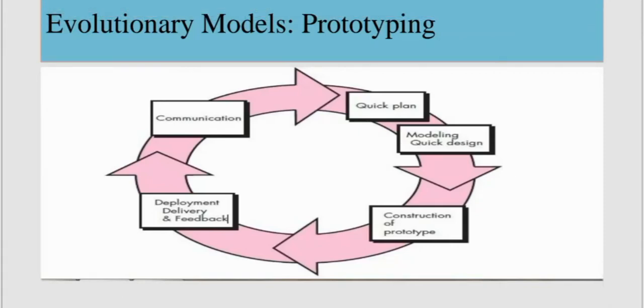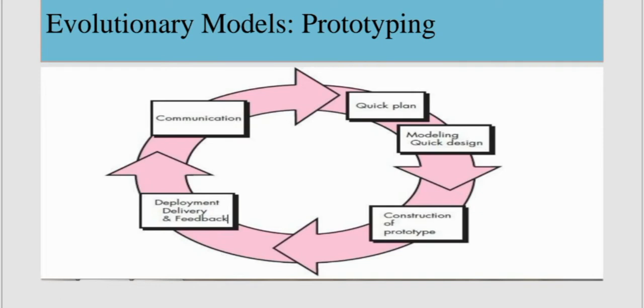Hello everyone. We are going to start the next point of our chapter number 2, that is evolutionary models. In the evolutionary models, first we are going to study about the prototyping model. The prototyping is a process model which is used to develop software. The main purpose of the prototyping model is to satisfy the customer needs.